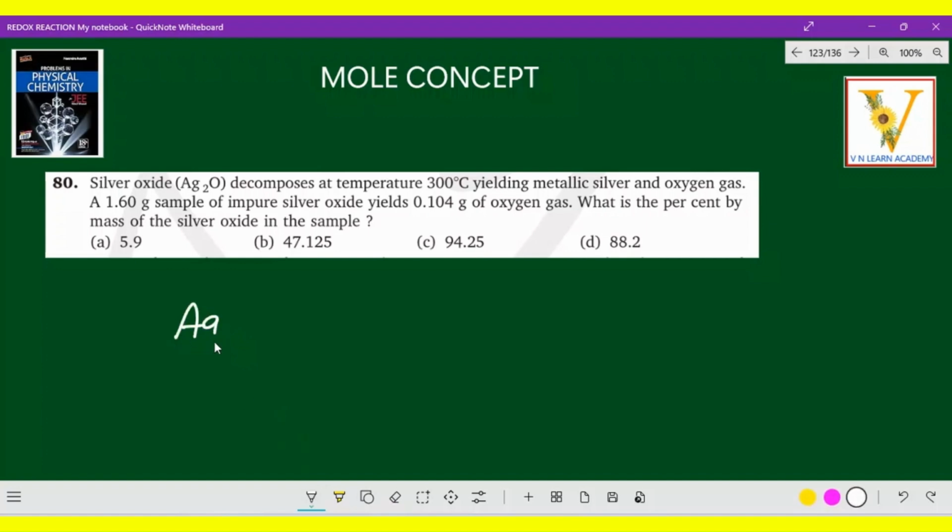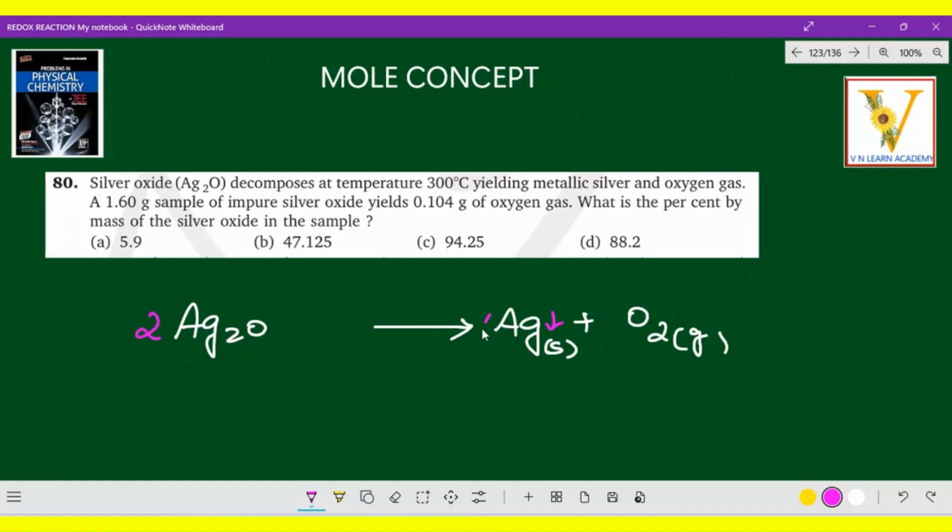Ag2O, right? It is not an oxidation process, it decomposes. So it decomposes to Ag plus oxygen, right? This is solid and this is gas. Now here oxygen is O2, so here we need 2 Ag2O. Here you will get 4 Ag and 1 mole of oxygen. So 2 moles of Ag2O can provide 1 mole of oxygen gas, O2.